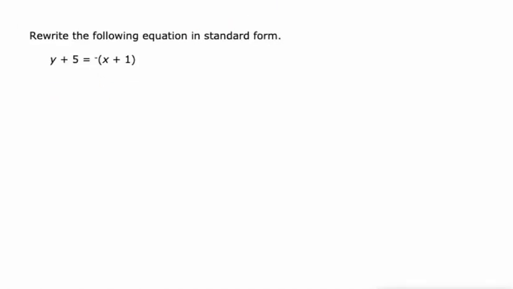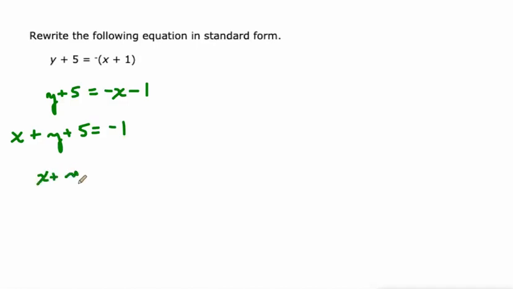This is point slope form, which is coming up in future videos, but let's turn this into standard form. The first thing I'm going to do is distribute that negative sign on the right side. So I'm going to make this negative x minus 1. Then I'm going to add x to both sides. That'll make it x plus y plus 5 on the left. And all we've got left on the right is negative 1. And then my last step is going to be subtracting 5 from both sides. So x plus y would be all that I have left on the left. And negative 1 minus 5 is negative 6, and that is standard form. x plus y equals negative 6.